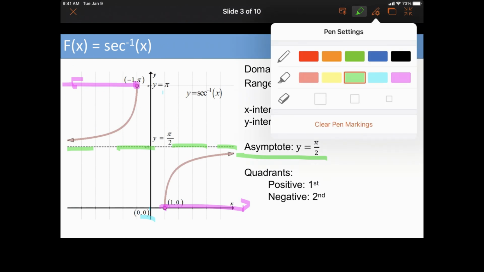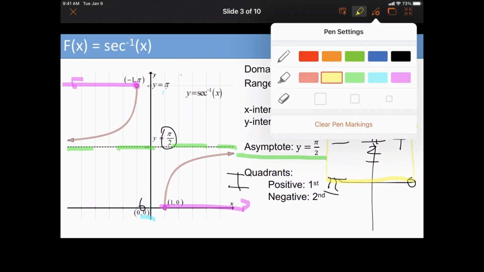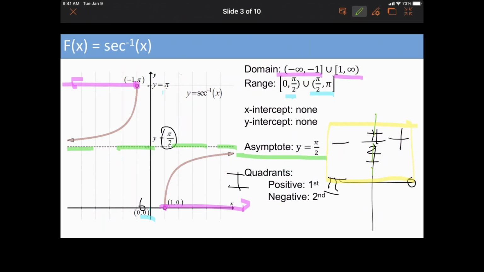Now you can see that here, quadrant, just like cosine, from 0 to pi over 2. This is our first quadrant. Then pi over 2 to pi, this is our second quadrant. So this is positive and this is negative. So again, we're here, but unlike inverse cosine, there's an asymptote right in the center.